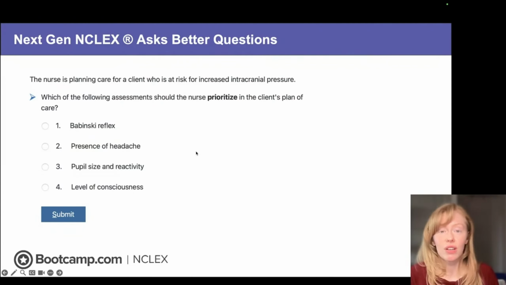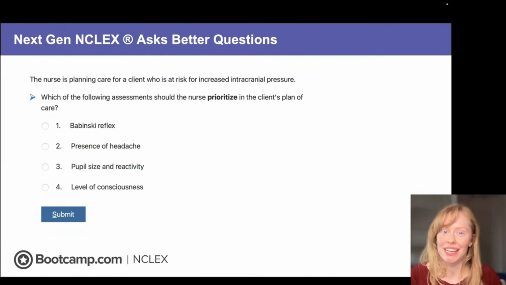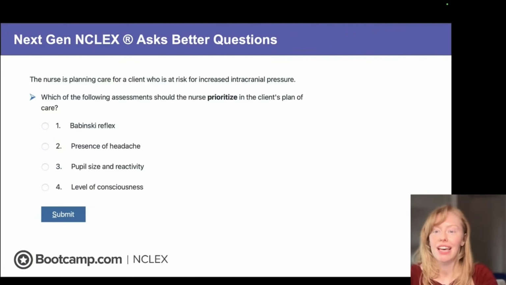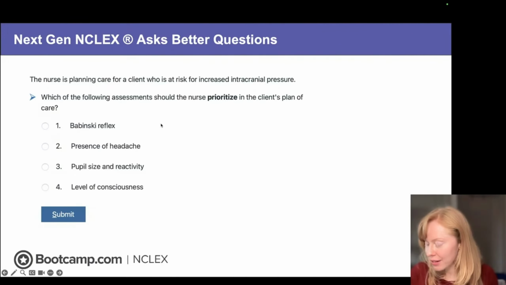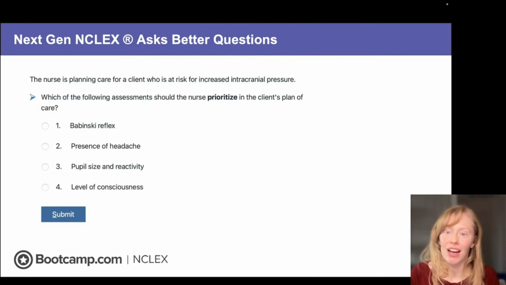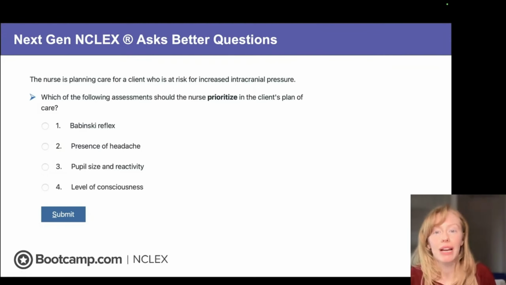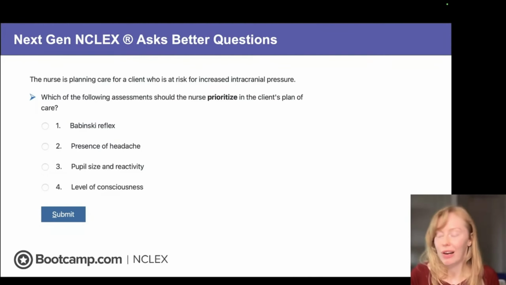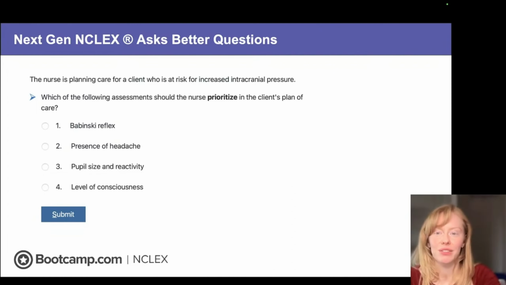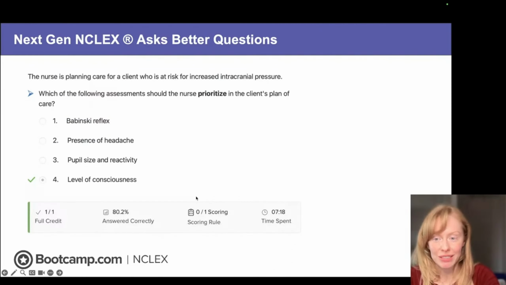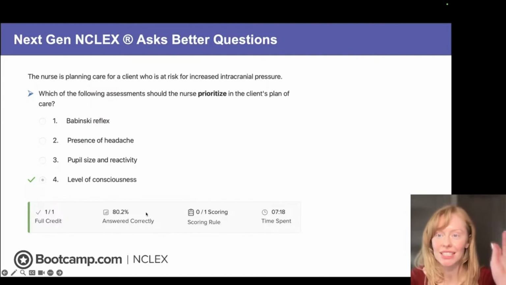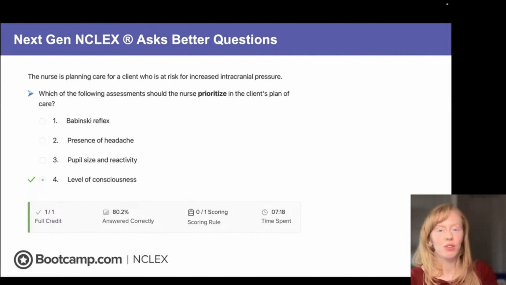Presence of headache. You could definitely have a headache with increased intracranial pressure, but you could also have a headache because you just had a craniotomy. So this isn't going to tell us necessarily that there's a complication. And then nobody selected the Babinski reflex, but that would actually be more useful to tell us about a spinal cord injury, not increased intracranial pressure. So you guys got it with level of consciousness. And 80% of our users got this right. So this is one of those need-to-know things. If you didn't know it before, now you'll remember it forever, I hope.